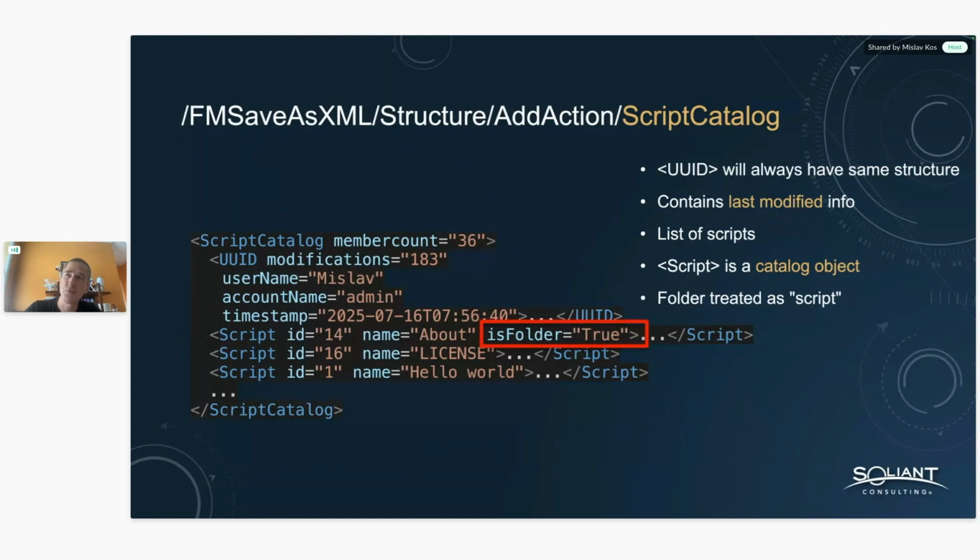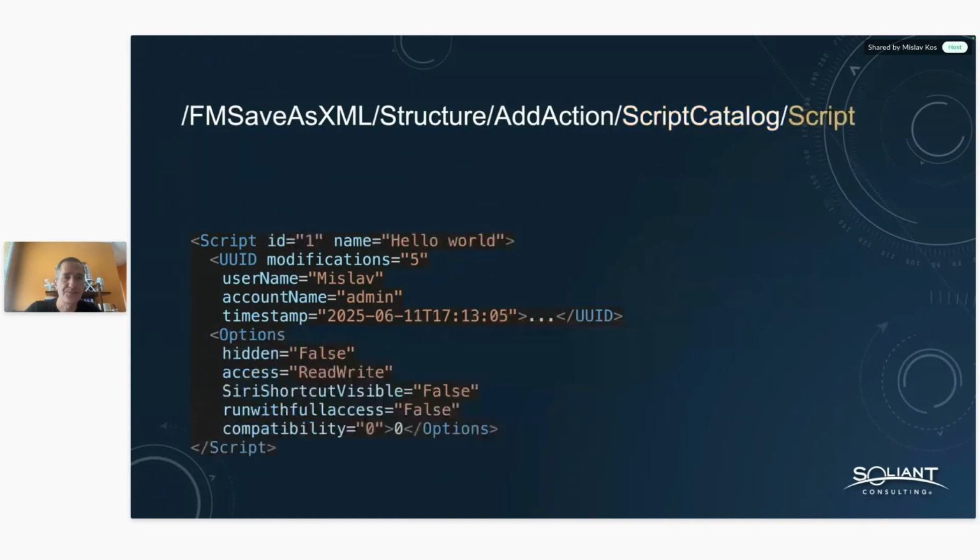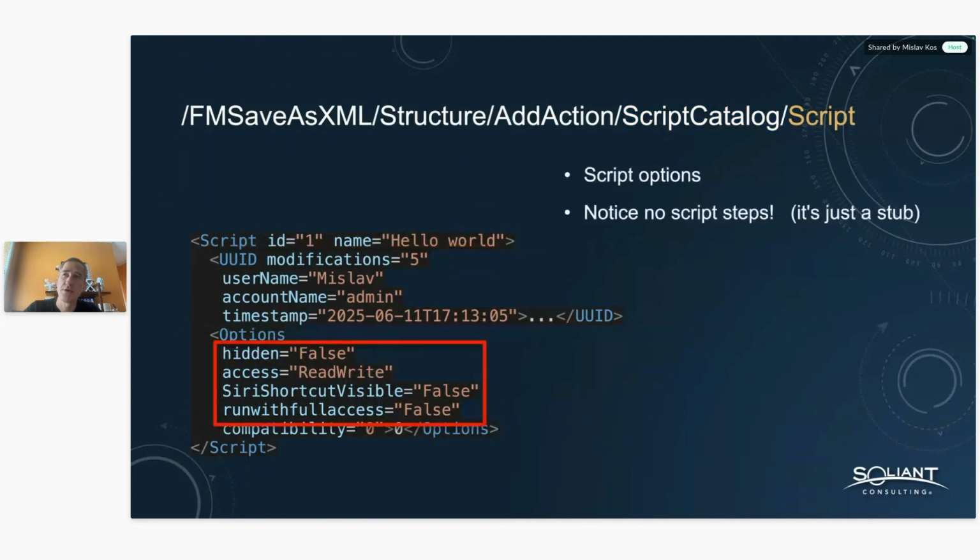Okay, so this is a script catalog. Let's dive into one of these scripts and see what that looks like. And you'll see that it also has its own UUID element. And then it has script options listed, which tell us, is this script available in the scripts menu? Can it be run with full access? Things like that. But notice there's no script steps here yet. And that's because we're just looking at a script stub.